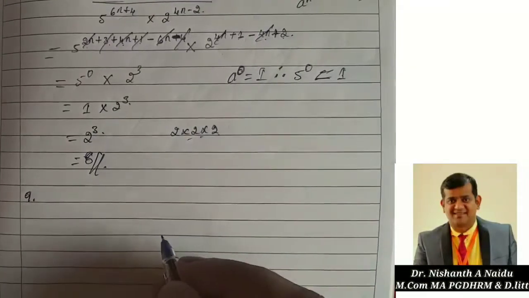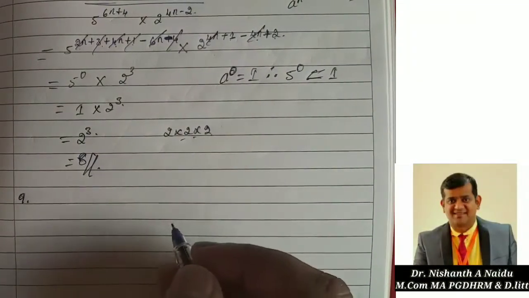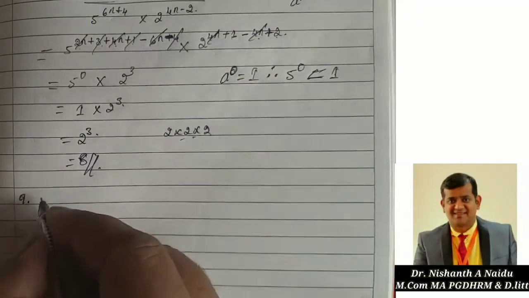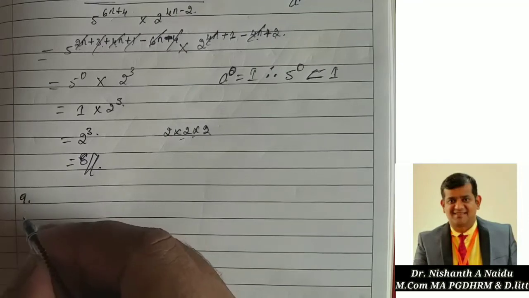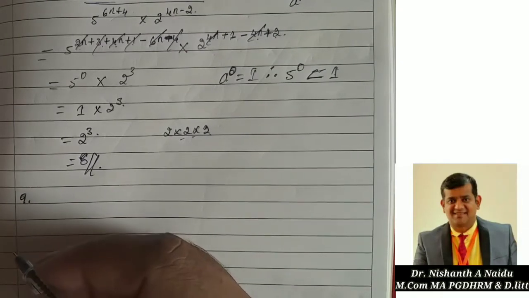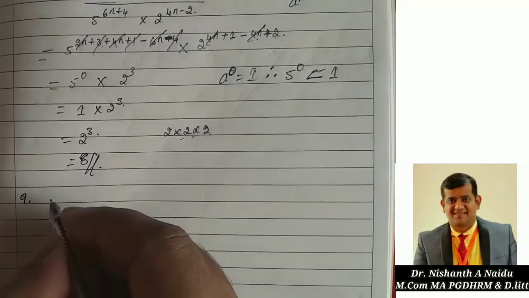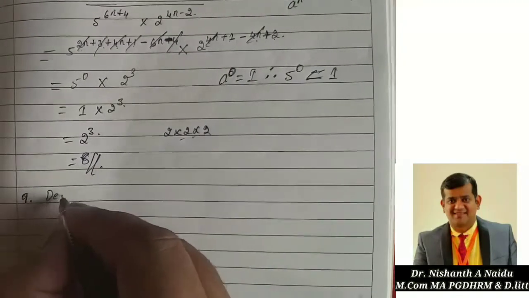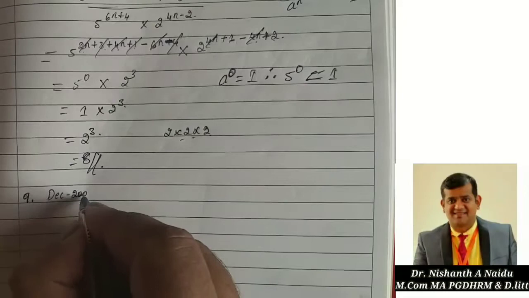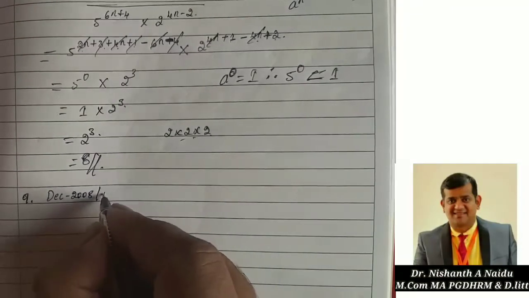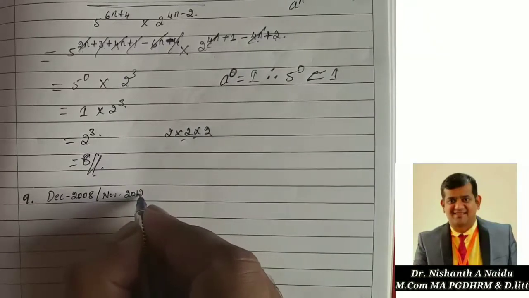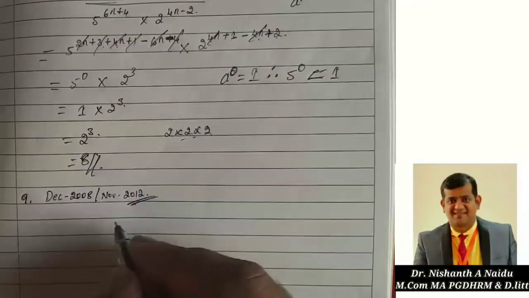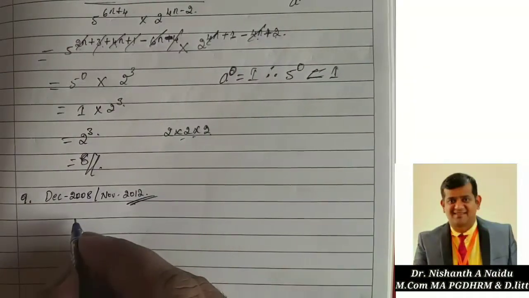The 9th problem was asked in December 2008, and the same question was repeated in November 2012. Twice the same question has been asked. So this is the question paper problem which has been asked twice.